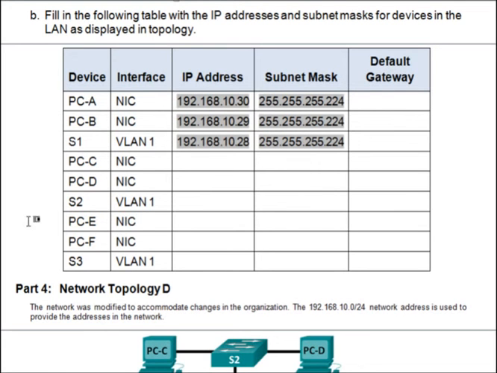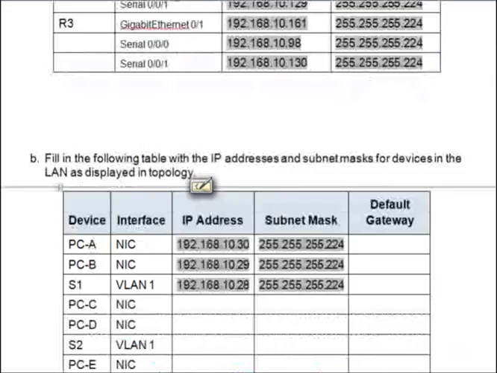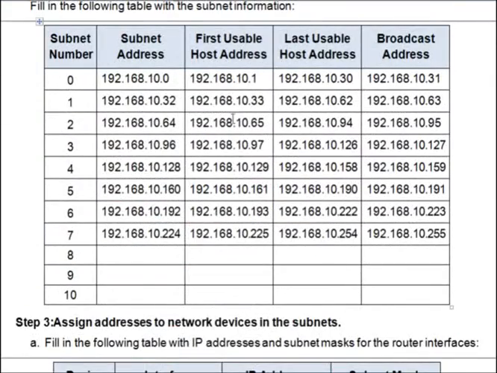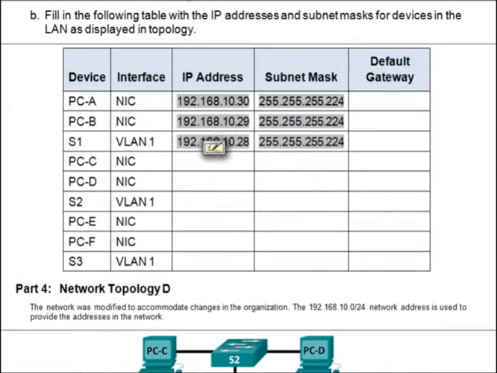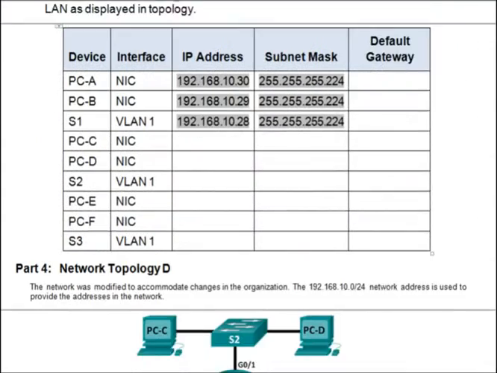We continue with PCC, PCD, and switch 2. So let's take a look at the diagram. PCC, PCD, and switch 2 are in subnet 2. So let's take a look at our subnet 2 over here. For subnet 2, the range of addresses is between 10.65 to 10.94. So let's use the last address again for easier allocation. 10.94, right? 10.94, yes.